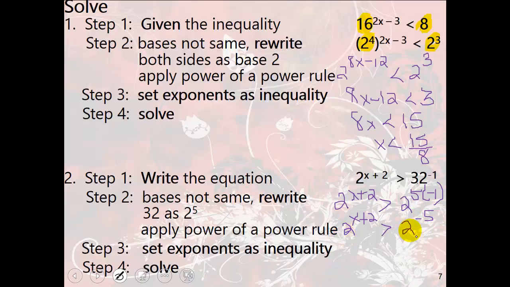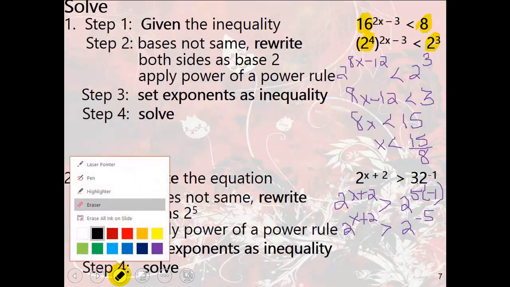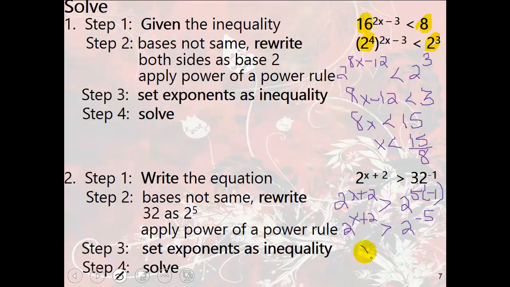My bases are the same, so that means my exponents have to follow the same inequality. So that means x plus 2 has to be greater than negative 5, and that means x has to be greater than negative 7. Okay?